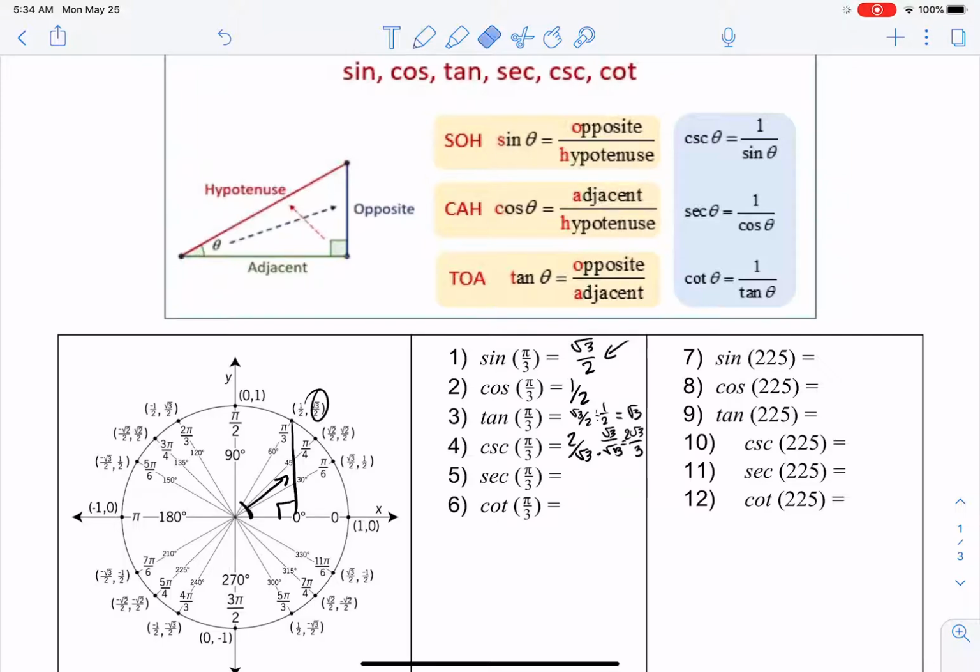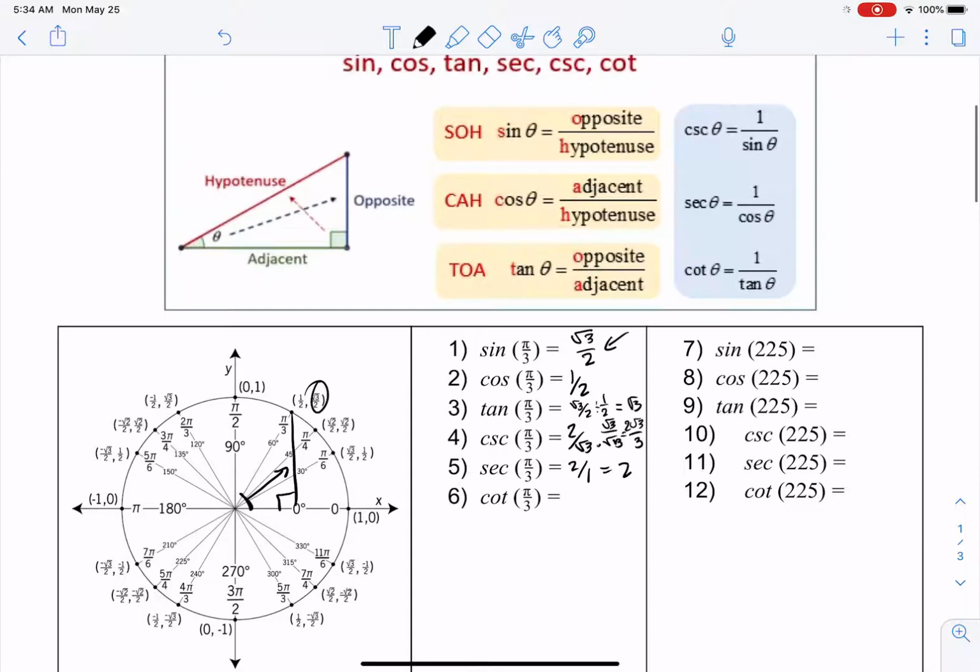Secant is going to be cosine flipped, so we're going to do 2 over 1, which is just 2. Cotangent is going to be tangent flipped. So we have square root of 3. So then we're just going to get 1 over the square root of 3, which we know is not allowed. So we have to multiply by 1 again. Square root 3 over square root 3. And we end up with root 3 over 3 as our cotangent value.